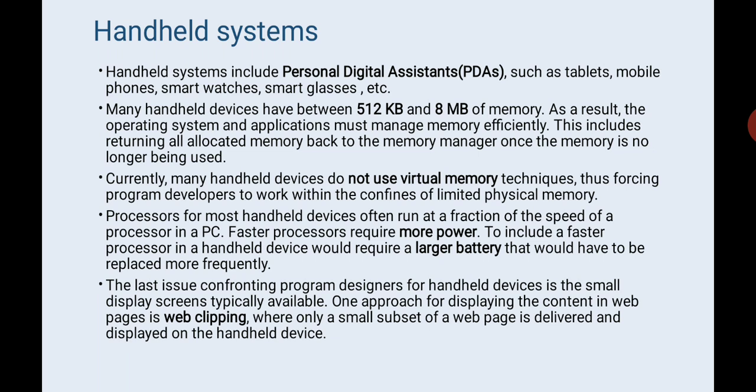This is very, very common, self-understood now. One approach for displaying the content in web pages is web clipping, where only a small subset of a web page is delivered and displayed on the handheld device. Suppose I have a smart watch on my hand. So the display size has to be very, very small. We can understand very common examples that we are applying in our day to day lives.